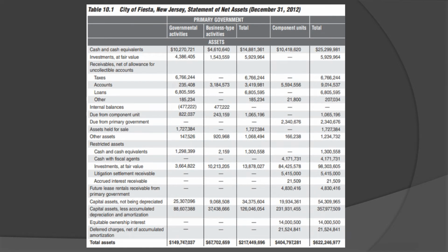So here's an example from the textbook of a city in New Jersey. You can see here they have fairly similar types of information, but here they've got sort of primary government, so that's government activities. They're showing business type activities and the total. Not really sure what component units are, but obviously these are all different types of units and funds that go with those different units.